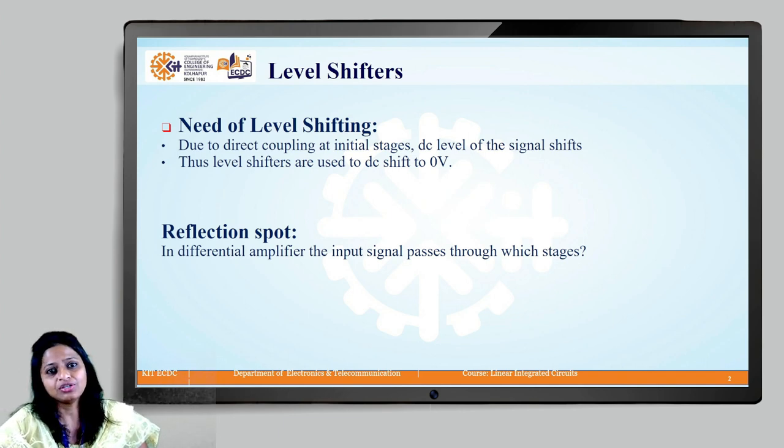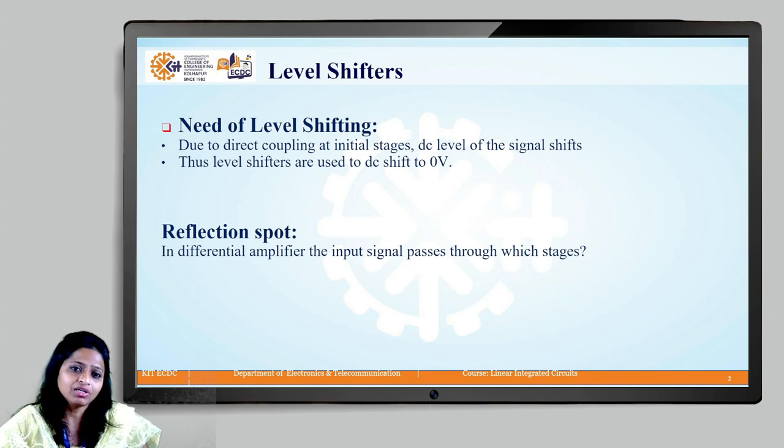So what is the necessity of the level shifting stage in the op-amp? Due to the direct coupling at the initial stages of the op-amp, the DC level of the signal gets shifted from its reference, that is 0 volt. So in order to reduce that DC shift, we need these level shifting circuits.